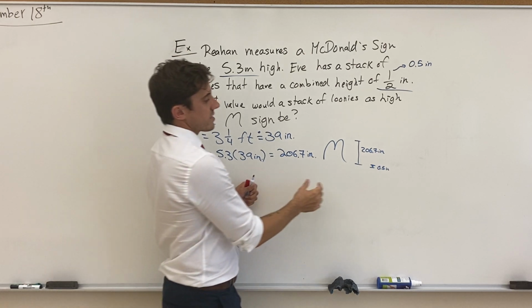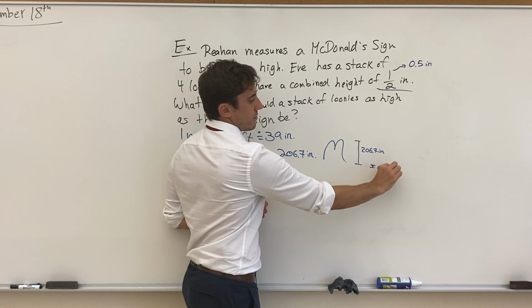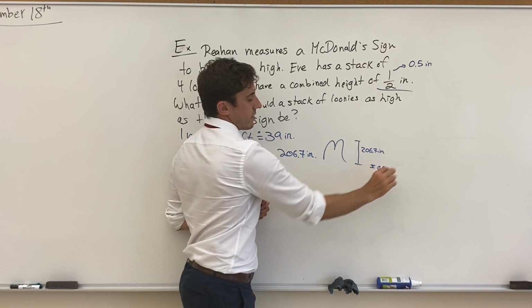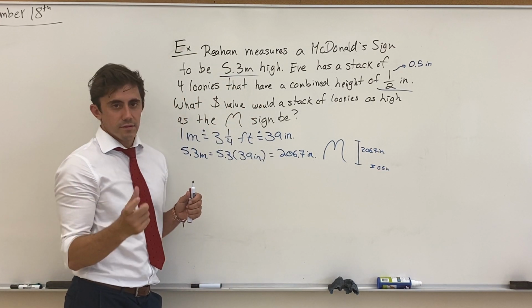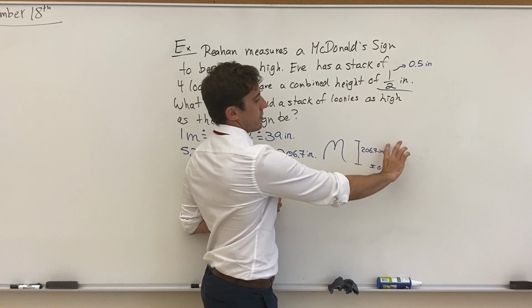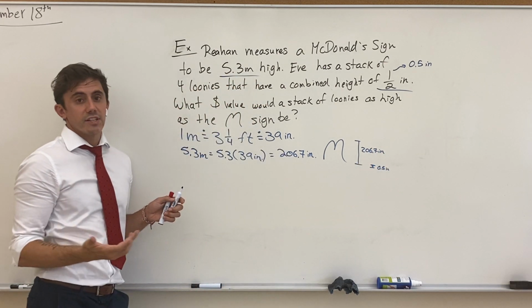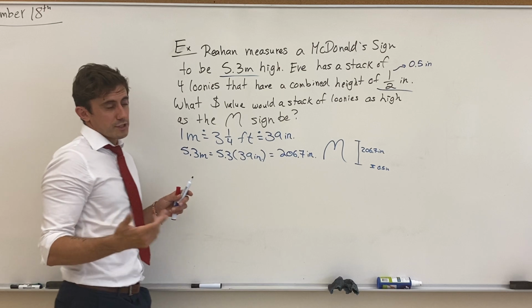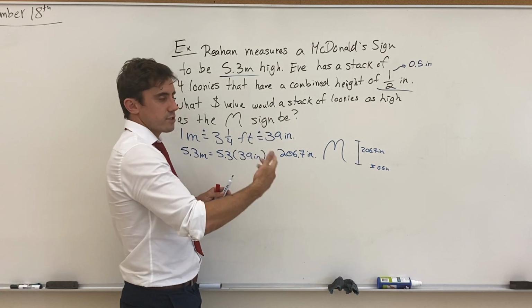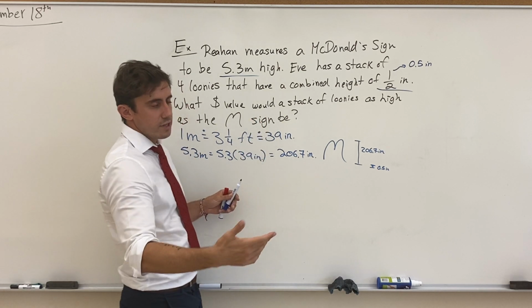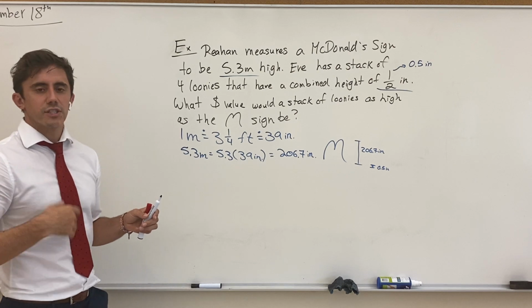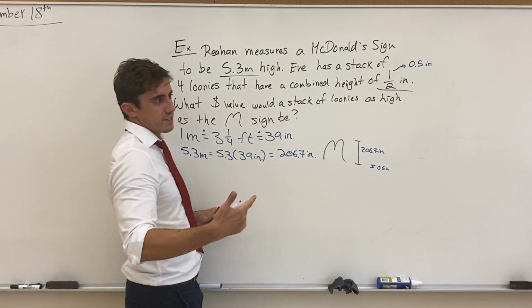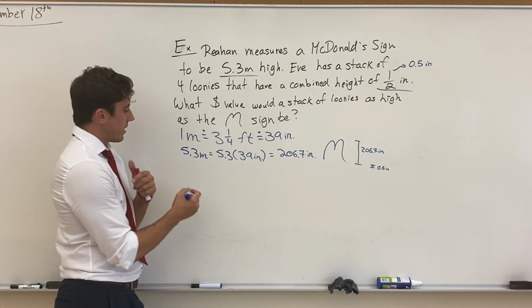Or, in other words, how many groups of 4 loonies that comprise 0.5 inches are inside of 206.7 inches? And remember, we're thinking of the question, how many groups of so-and-so are in so-and-so? We're thinking of division. Division is always kind of counting the number of groups in something. And so let's go ahead and do that.